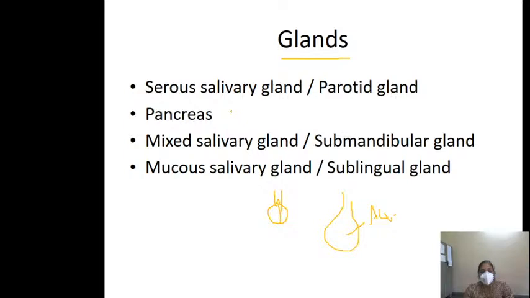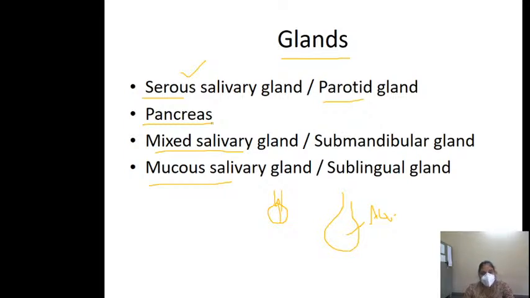Depending on their secretions, these are divided into serous salivary gland, mixed salivary gland, and the mucous salivary gland. Serous salivary gland, where you see the serous fluid, and these acini are also having a different structure. An example for the serous salivary gland is the parotid gland. Another type of serous gland that you see in the GIT is the pancreas. Though it is not a salivary gland, I am describing this pancreas here because you need to differentiate a serous salivary gland from the pancreas.